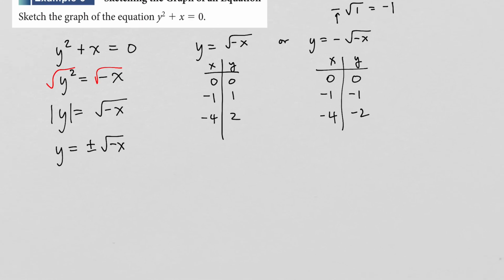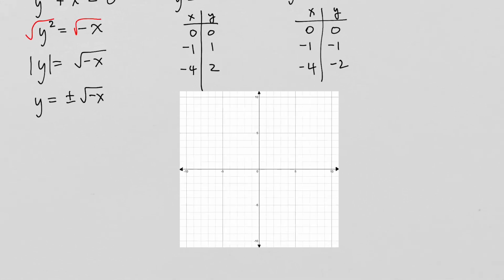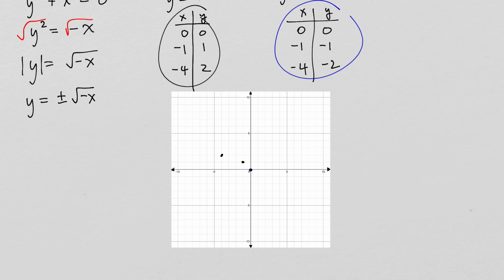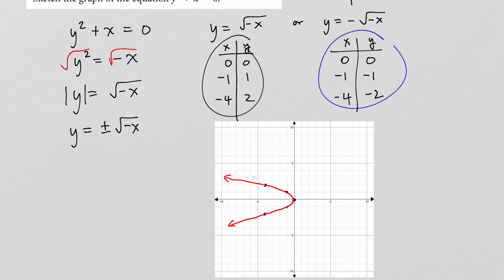So now I can bring in a graph, and we can sketch those points. So we have the point 0, 0. We have the point -1, 1, and -4, 2. That's from this one. And then from this one, we have the point 0, 0 once again, -1, -1, and -4, -2. And you could notice that this is really just kind of a sideways parabola. In fact, that's exactly what it is. So this is one technique for graphing this particular example.